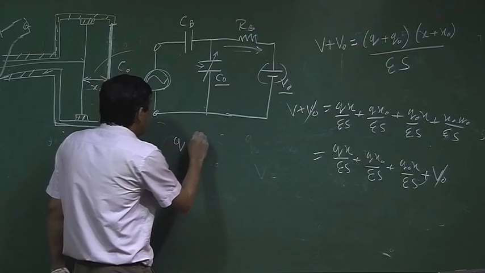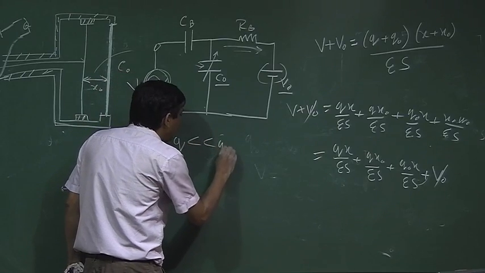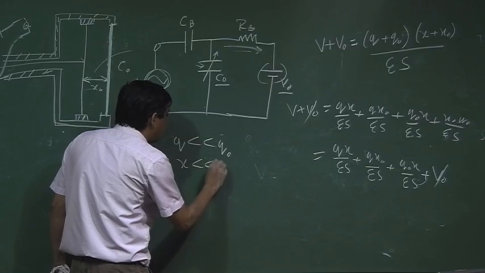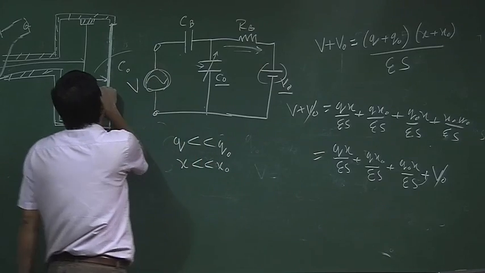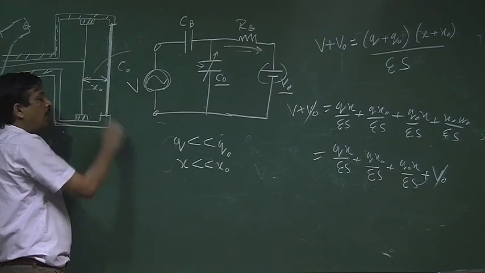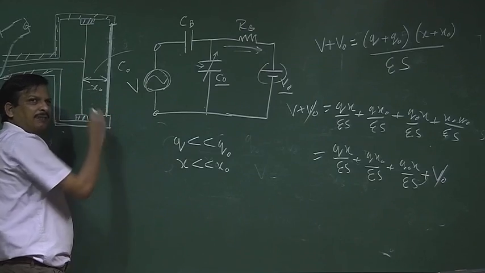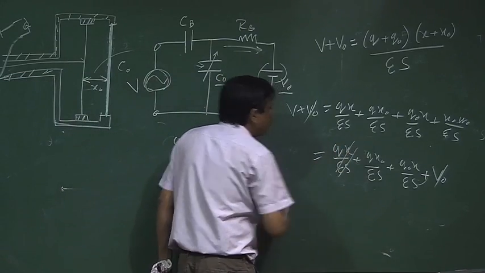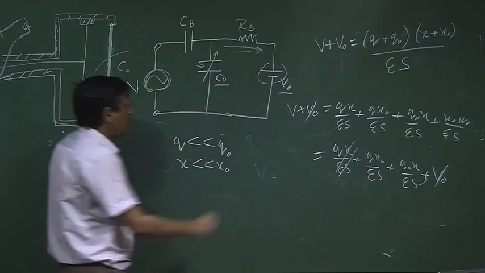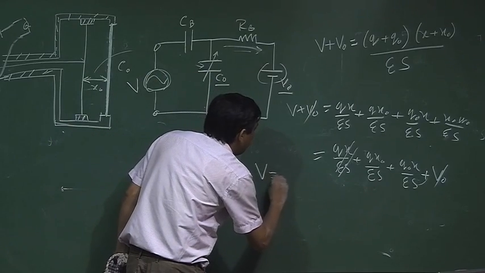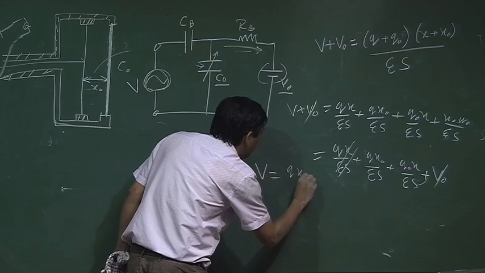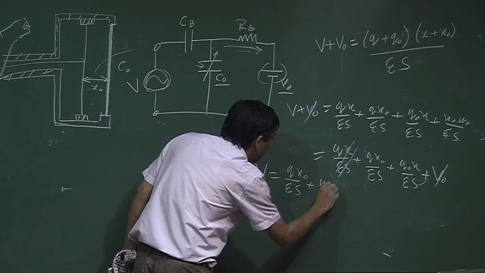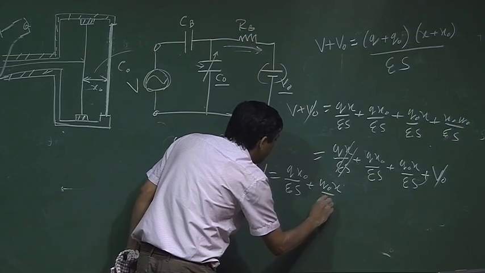So, Q is much less than Q0, and X is also much less than X0. The change of displacement and the change of the charge are very small. In that case, I can ignore this term. So, I can say V is nothing but Q into X0 by epsilon S plus Q0 into X by epsilon S.